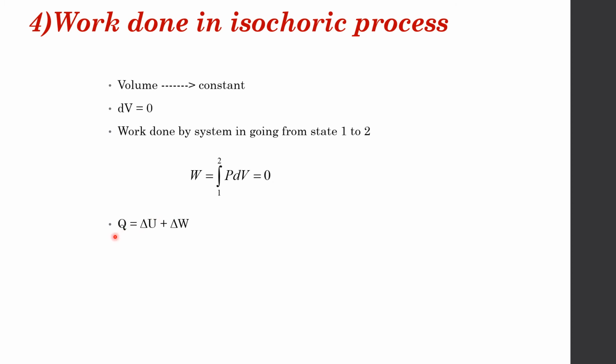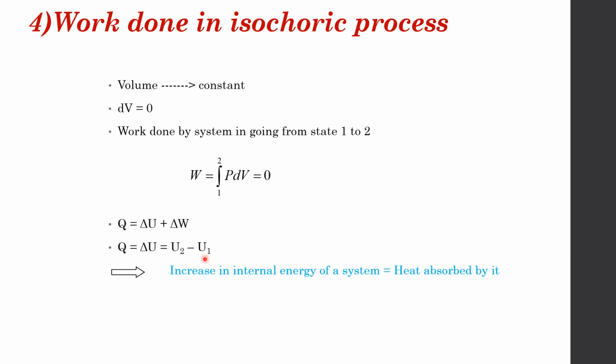The first law of thermodynamics is Q is equal to delta U plus delta W. Here now delta W is 0. Work done is 0. Hence we get Q is equal to delta U, which can be written as U2 minus U1, the change in internal energy. These U1 and U2 are the internal energy of the corresponding states. Hence, we can conclude that the increase in internal energy of a system is equal to the heat absorbed by it. So, this was the fourth application.